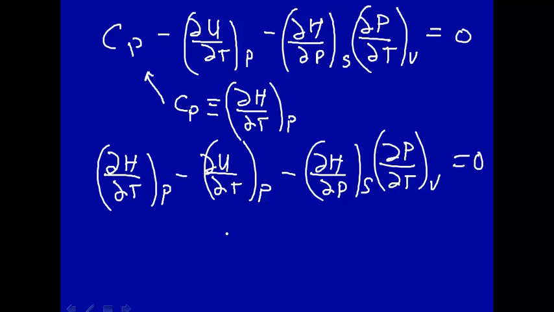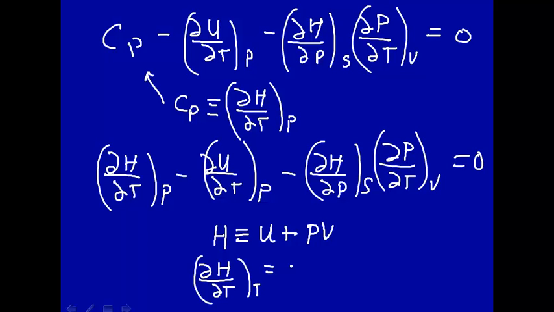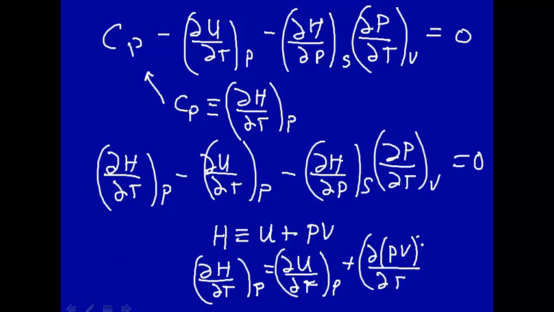All right, here we have an H, and here we have a U, and we know a relationship between H and U. In fact, we know that H is defined as U plus PV, so how H changes with temperature at constant pressure is how U changes with temperature at constant pressure plus how PV changes with temperature at constant pressure. So we just took the derivative of this equation with respect to temperature at constant pressure.